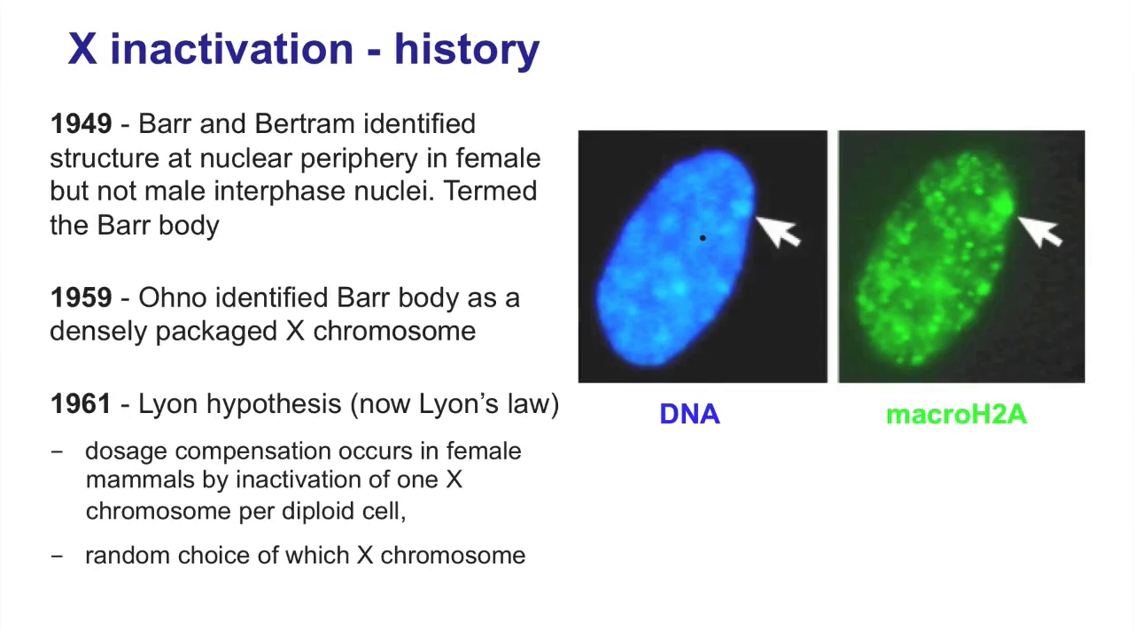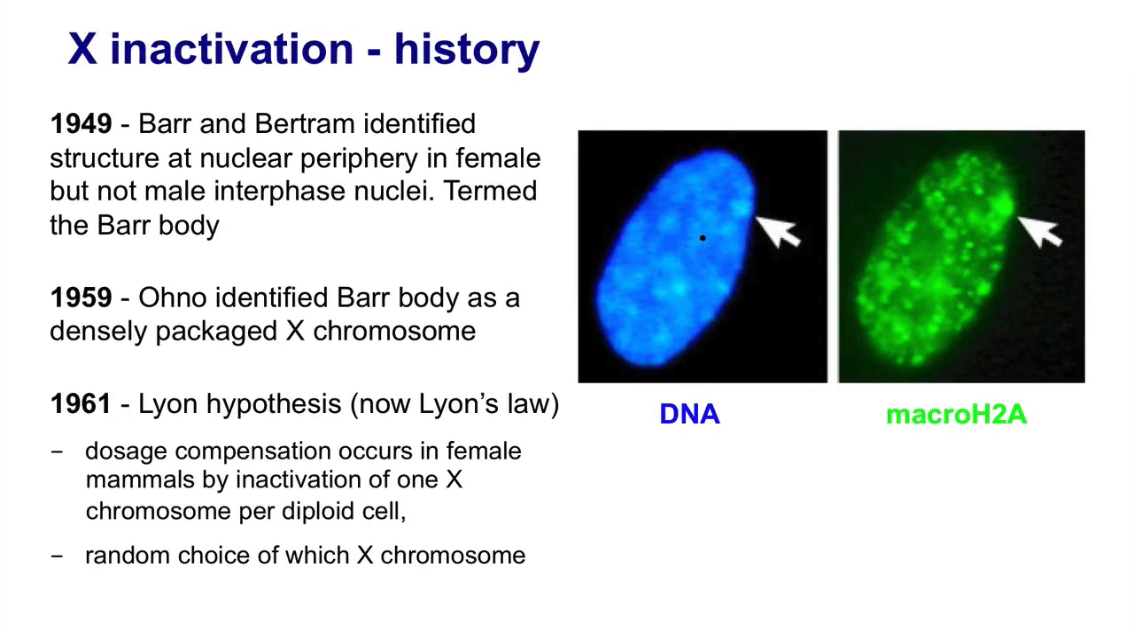Another way to see the Barr body is shown in this slide, where you can see on the left we're staining the DNA in blue with a DNA intercalating dye. And again, you can see indicated with the arrow the Barr body, this region that's more densely staining at the nuclear periphery, which is only found in the female cells.